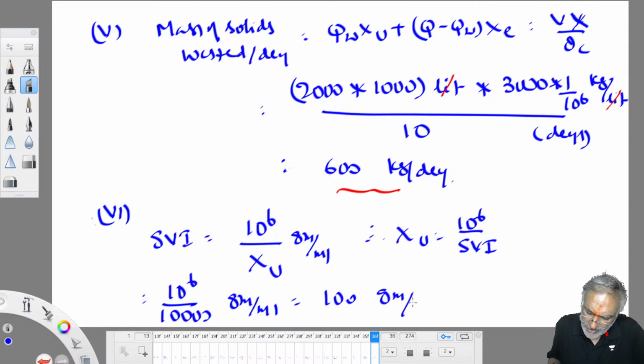So it is 100 gram per ml. Okay. We got 100. Understood? Little practice is required. With practice, things will be perfect to you. Ten power 6 by 10,000. Okay, next.